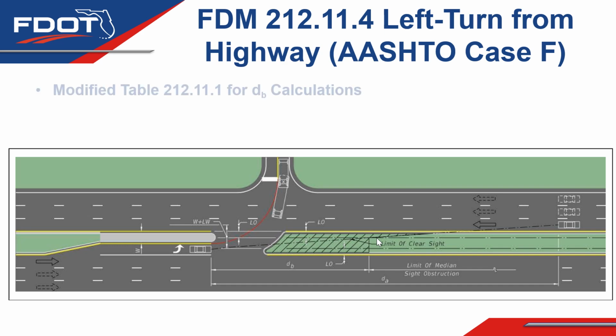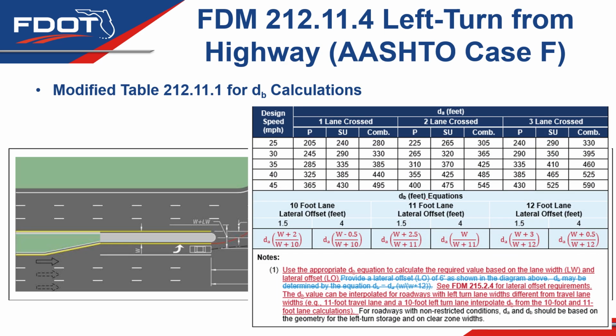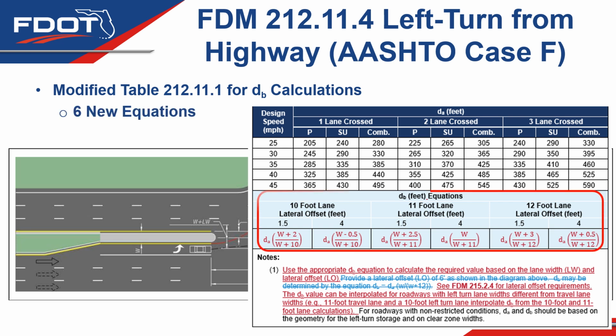The table for sight distance for a left turn from the highway was modified to provide 6 new equations for calculating dB lengths for varying combinations of lateral offset and lane widths. The original table was developed when standard lane widths were 12 feet and the standard lateral offset was 6 feet.